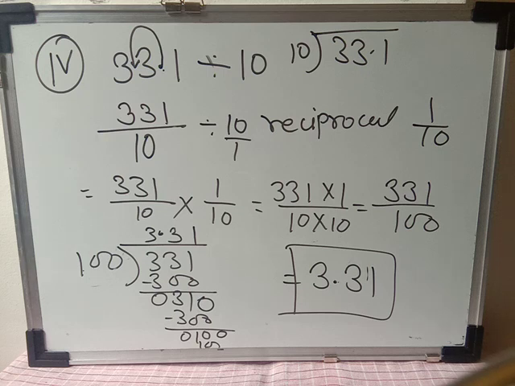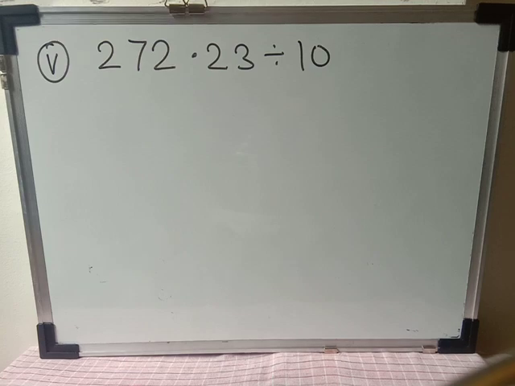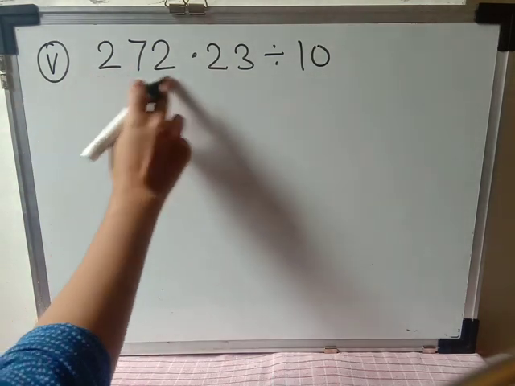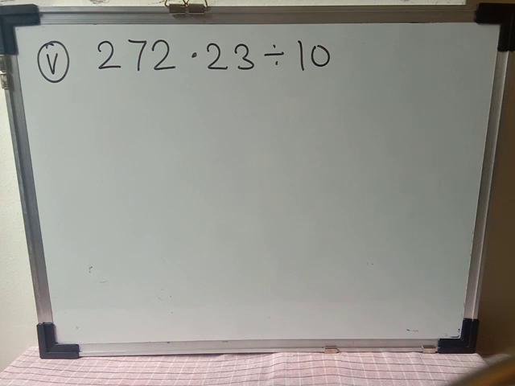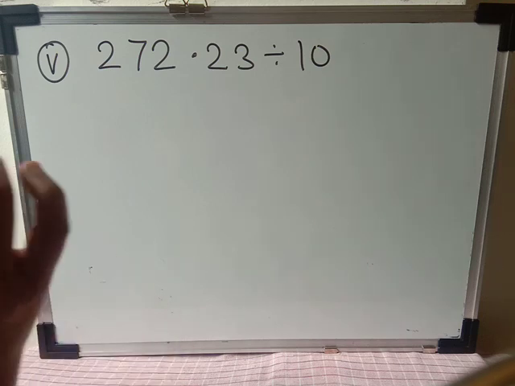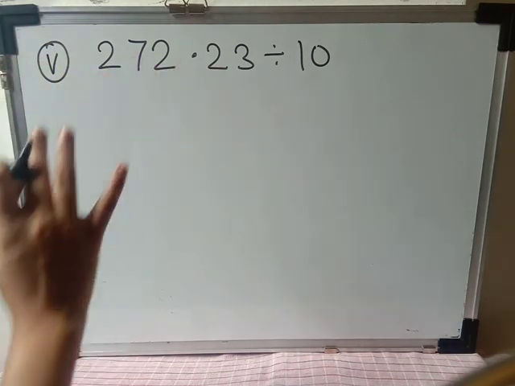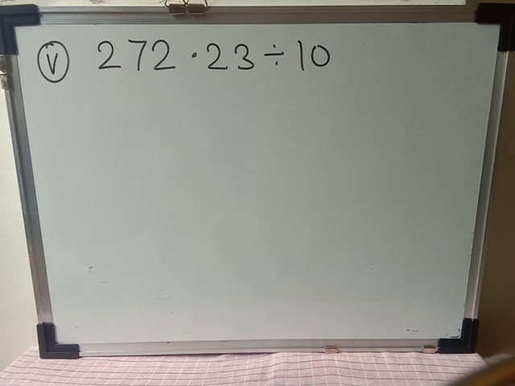Let's take the fifth example now. Now students, in the fifth example the decimal number is much bigger. Now don't get scared, it is very easy to divide it. Once you understand the method, it is very easy to divide a decimal number by any number, whether it is a whole number, 10, 100, 1000, or a decimal number.